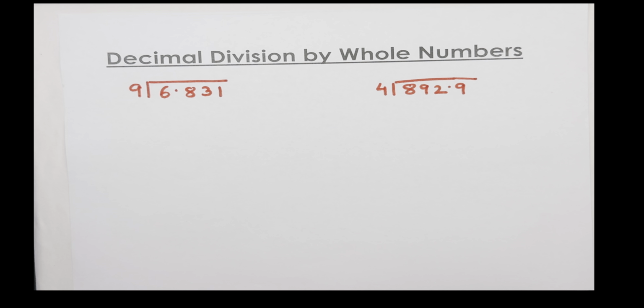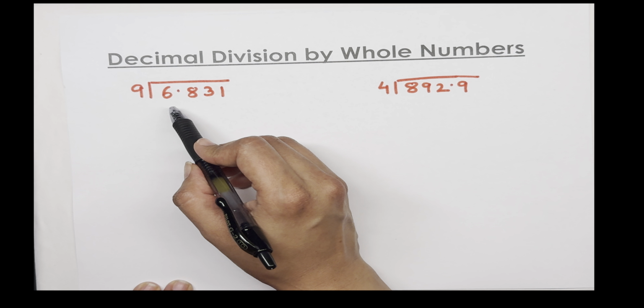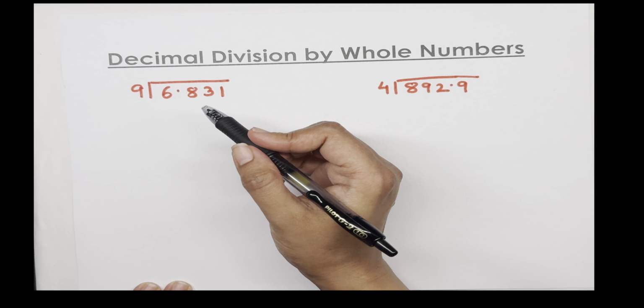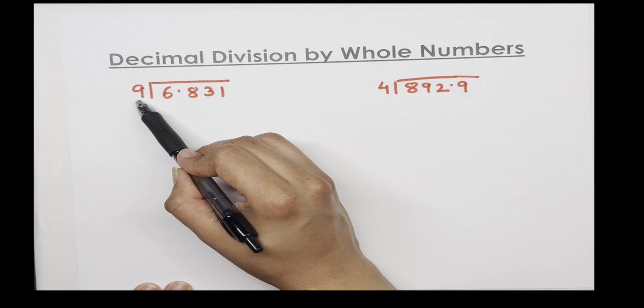Today we are going to learn how to divide a decimal number by whole numbers. So let's get started. Look at the first example. 6.831 divided by 9. So this is the dividend and this is the divisor.